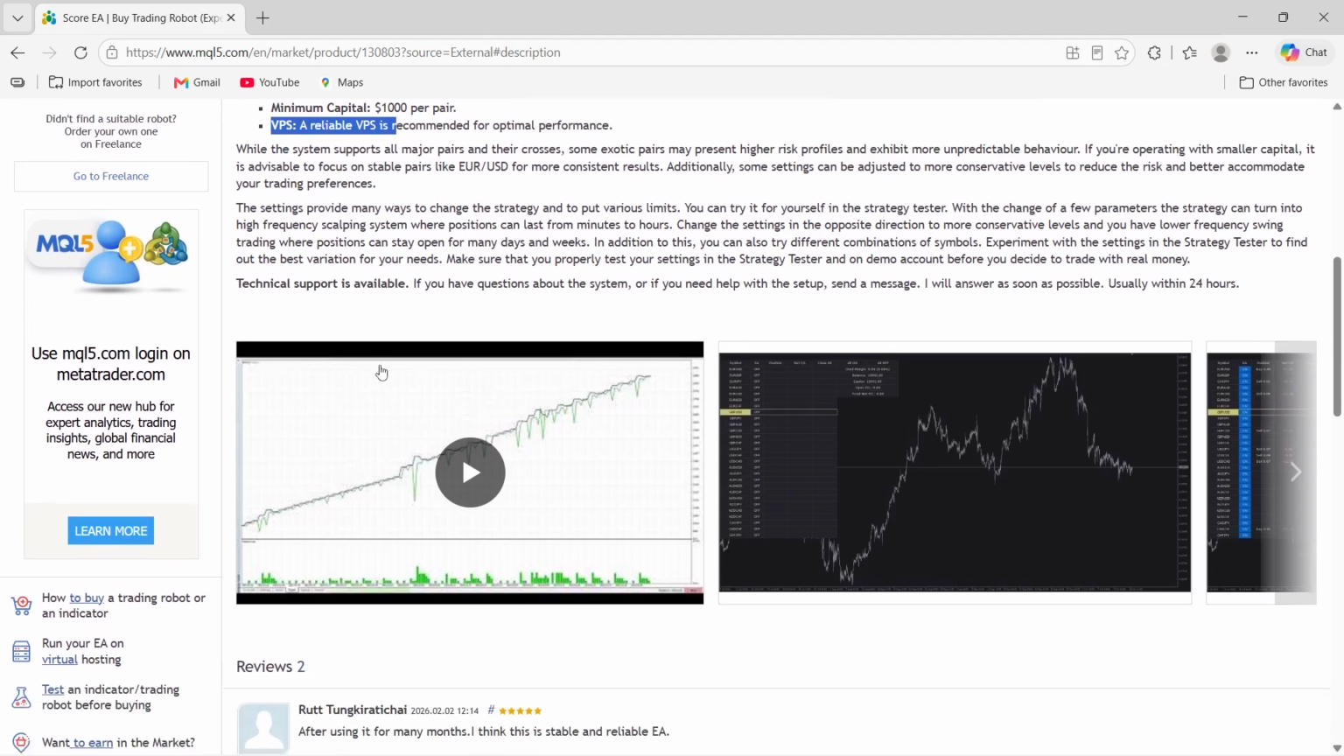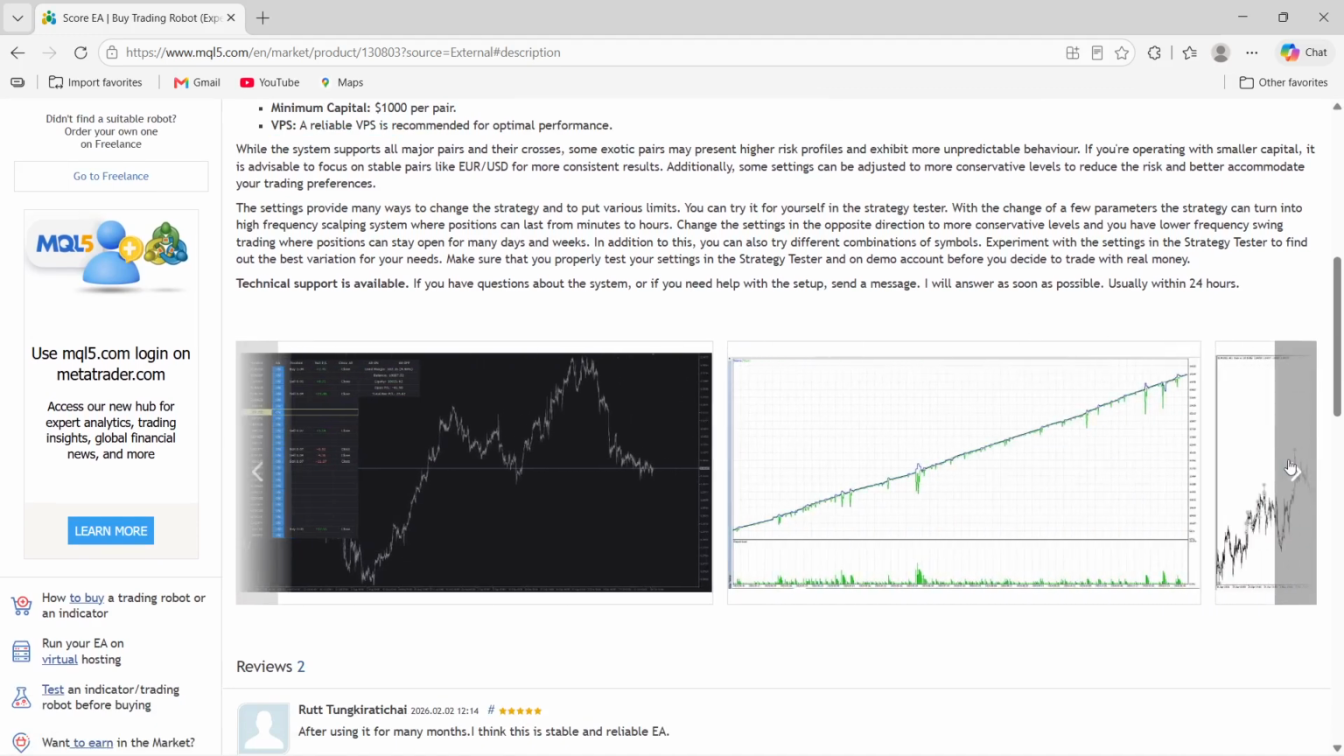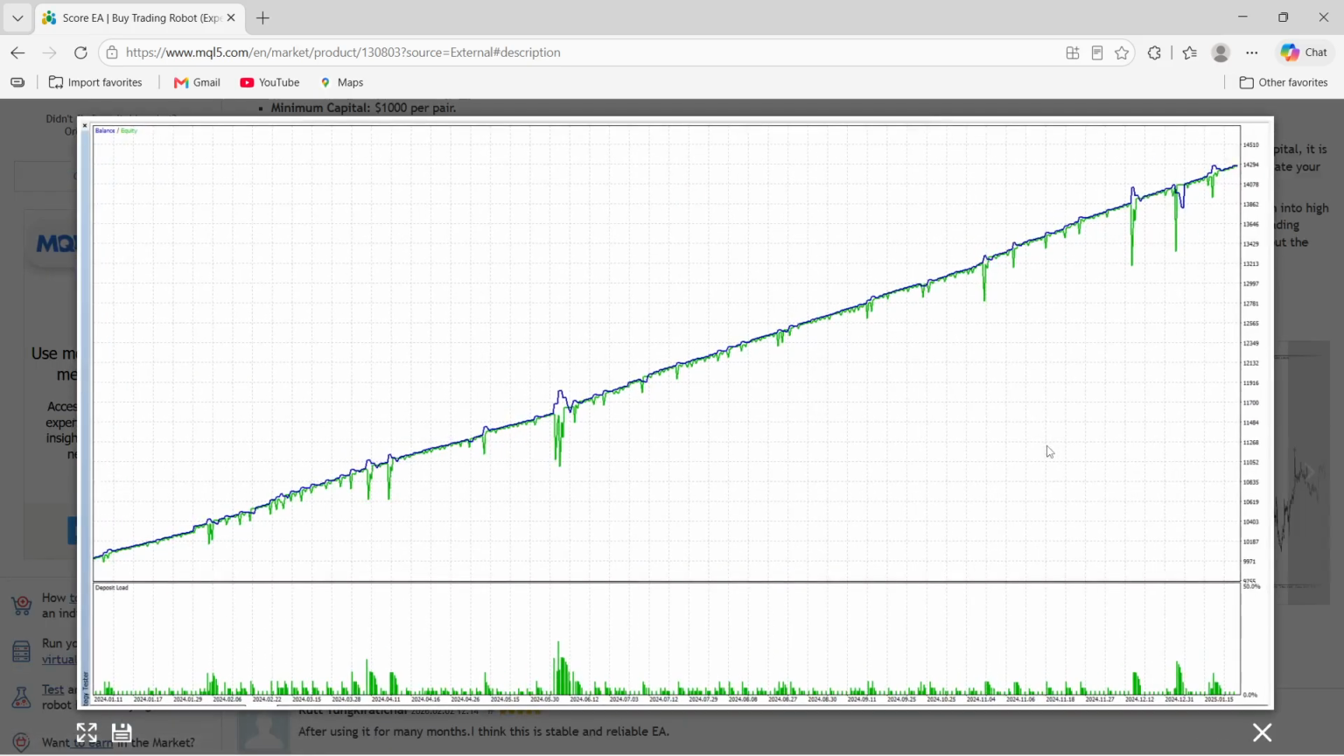Okay, let's take a look at the developer's backtest results. Let's see what we have. All right. So you can see its equity curve. It looks almost like a straight up 45 degree angle line showing good growth over the backtest period. You can see it shows straight up, showing good profits over the period.